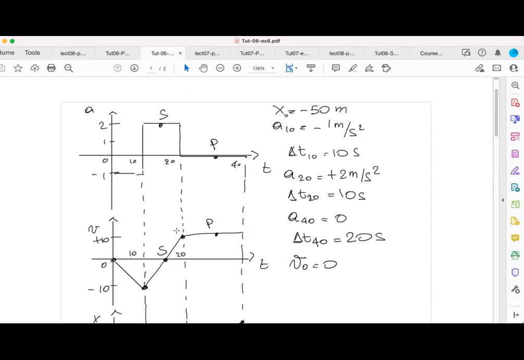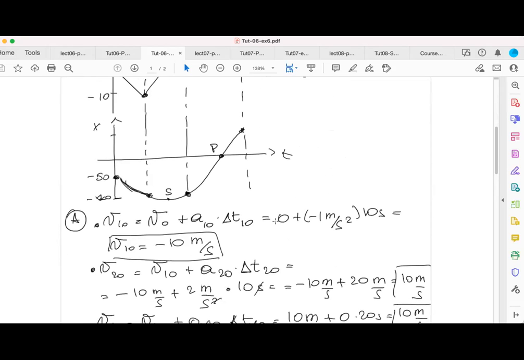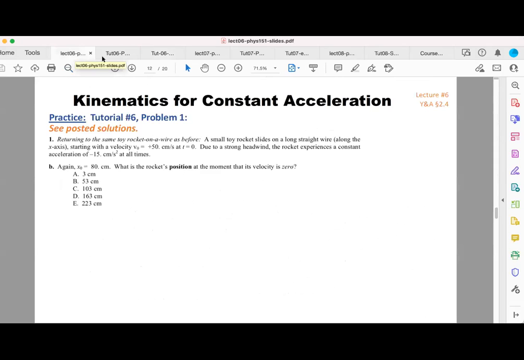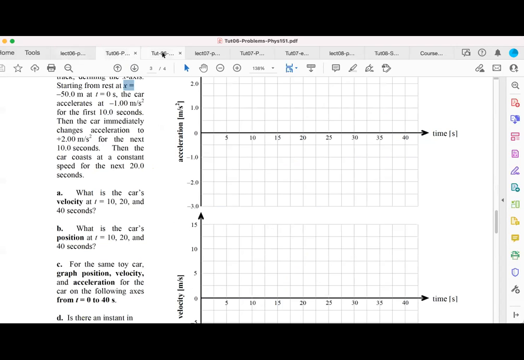Now it wants to know the velocity at this location at 10 seconds, at 20 seconds, and at 40 seconds. We have the equations that we saw before. Let me see the equations. We know the velocity, we know the acceleration, we know the initial velocity, which is 0, and we know the time. For the first case, we can use this one because the time starts at 0, but after that, we can use this equation down here because the initial time is different from 0.